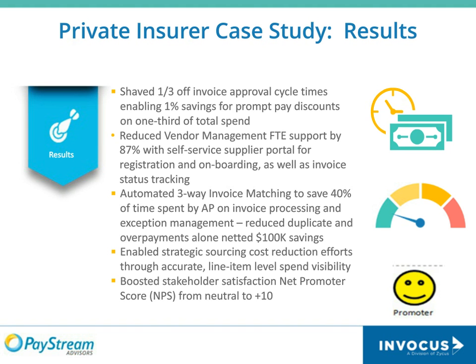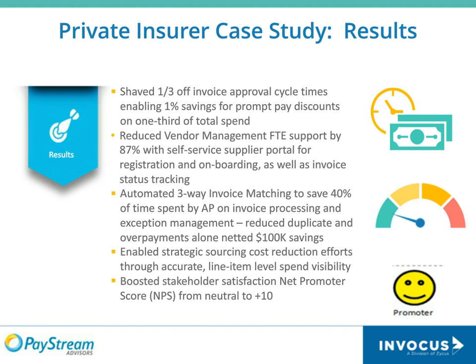Another big time savings was in the actual invoice matching and approval process itself. So they've calculated a 40% time savings within the AP function because more and more of their invoices are automatically matched, and therefore they're dealing only with exceptions and resolving those exceptions. The efficiency gains also meant more accurate payments. So a reduction of overpayments and duplicate payments alone netted over $100,000 in savings just by paying the right amount instead of paying too much or paying twice.